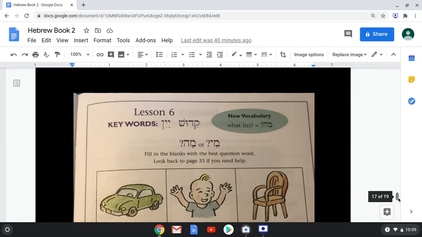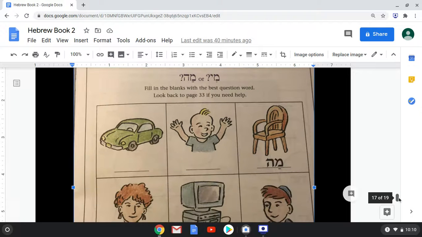All right. New vocabulary. Ma means what is. So remember that we've learned me. Me is who. Ma is what. So we're going to play a little game now. Me, meaning who, or ma. Fill the blanks with the best question word. Look back to page 33 if you need help.